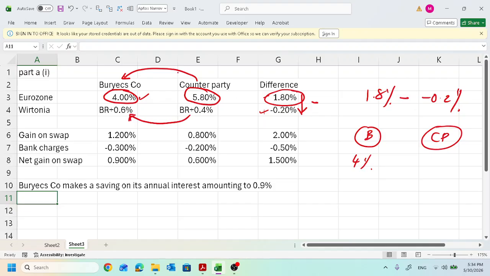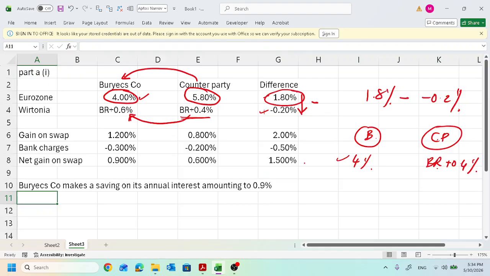Counterparty, then you give the other one. Counterparty will give the variable rate, because if B company has taken fixed rate, counterparty will get at variable rate because that is what is cheaper for them. 0.6, 0.4. So counterparty will borrow at this rate. This is the first step.